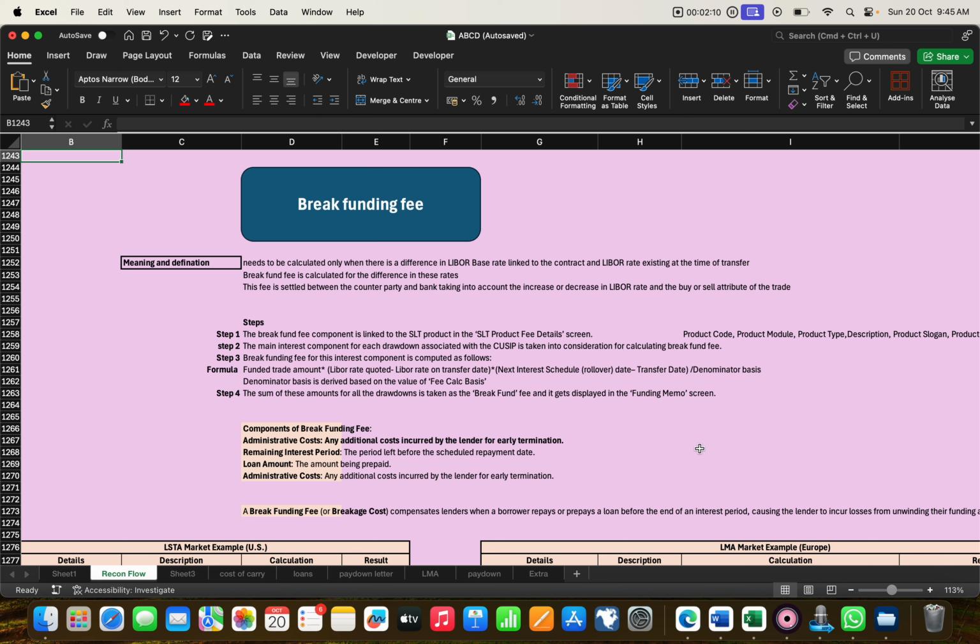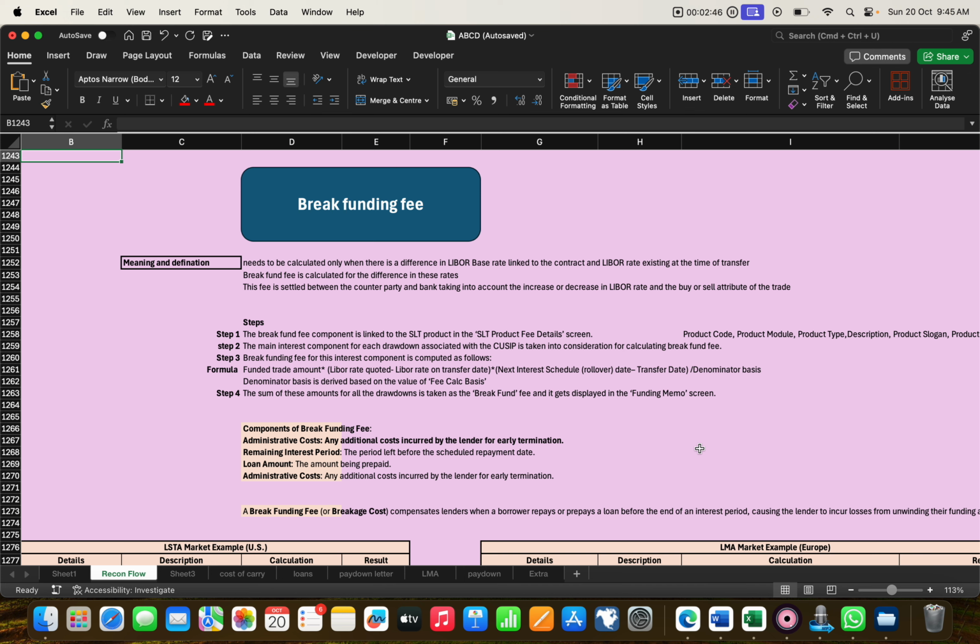The steps: the break fund fee component is linked with the SLT product. The SLT product is a general description, a general idea of a trade, like product code, product module, product type, description, product slogan, product security ID, trade date, settle date, anything. The main interest component of each drawdown associated with the QSIP is taken into consideration while calculating the break fund. So what should be considered? The QSIP and each drawdown amount.